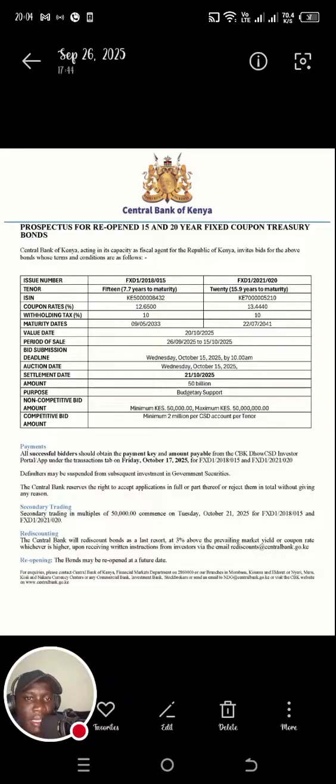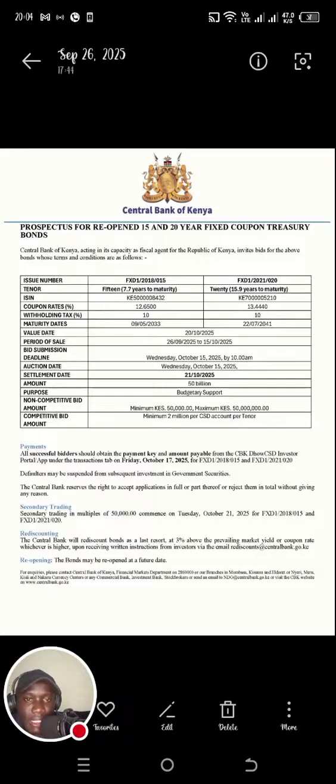You can see that the bid submission deadline is on the 15th of October 2025 by 10 a.m. We have said that that is the period we have. So if you are interested in this particular bond, you need to have placed your bid by the 15th of October 2025. The auction will be performed that same day, immediately after the bidding process has been closed.